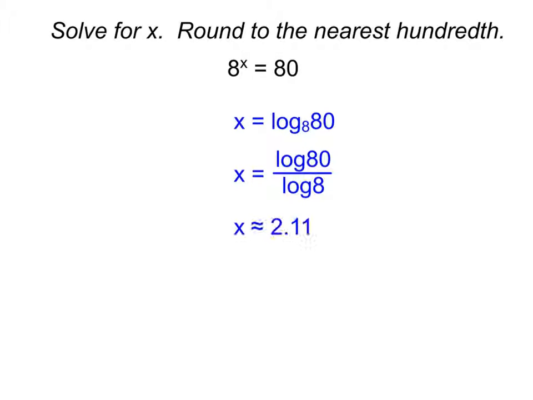Same thing. Now, when we then go and solve it, we go ahead and do that calculation. We do log of 80. We divide it by the log of 8, and we get an answer of about 2.11, and we're done. That's your final answer. That's what we are after here.